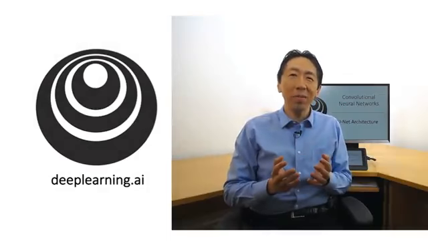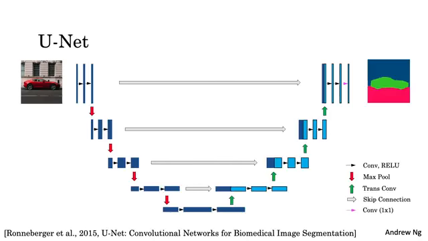I found the UNet architecture useful for many applications I've worked on, and this is one of the most important and foundational neural network architectures of computer vision today. So in this video, let's dig into the details of exactly how the UNet works. This is what a UNet looks like. I know there's a lot going on in this picture. It's okay. We'll break it down and step it through one step at a time.